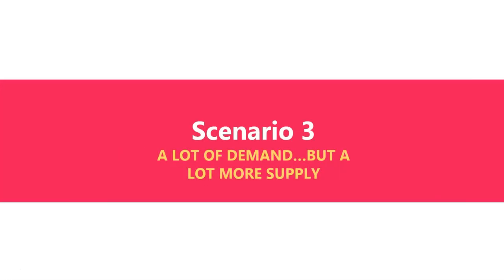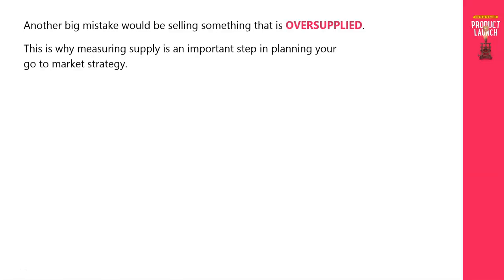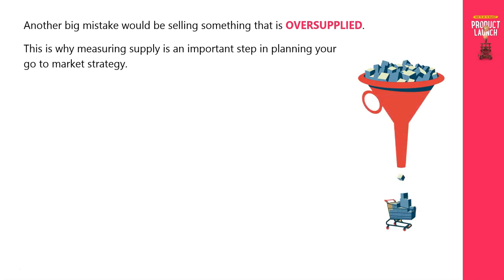Scenario 3. A lot of demand, but a lot more supply. Another big mistake would be selling something that is oversupplied. If you market something that doesn't provide much superior value over similar products on the market, then you're doomed to failure. This is why measuring supply is an important step in planning your go-to-market strategy.